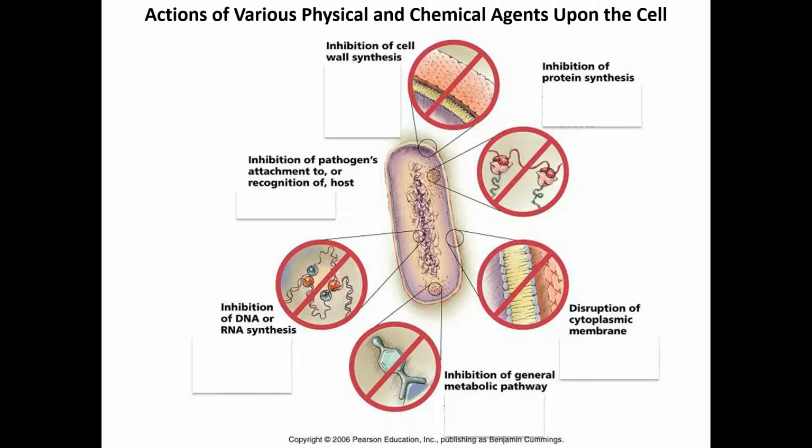Alright, so there are different cellular targets that these physical and chemical measures are acting against. Specifically looking at a bacterial cell, you have particular types of agents that can target the cell wall. Think about what makes a bacterial cell unique, or what makes it stand out from a eukaryotic cell. Well, here, the cell wall. You can inhibit cell wall synthesis.